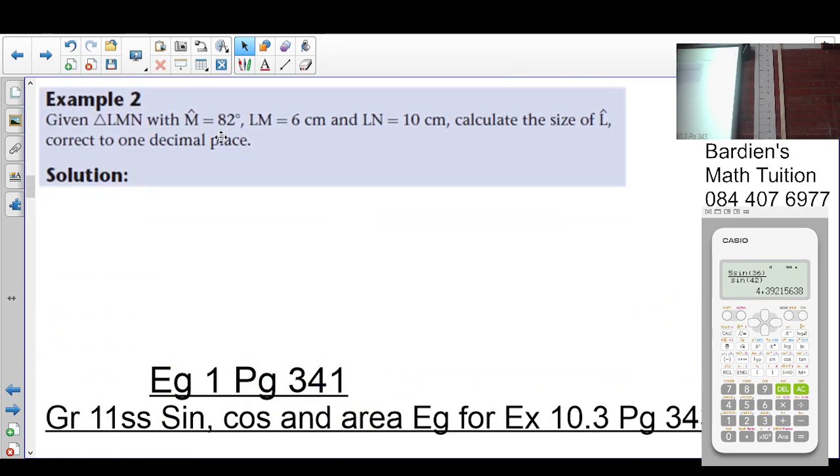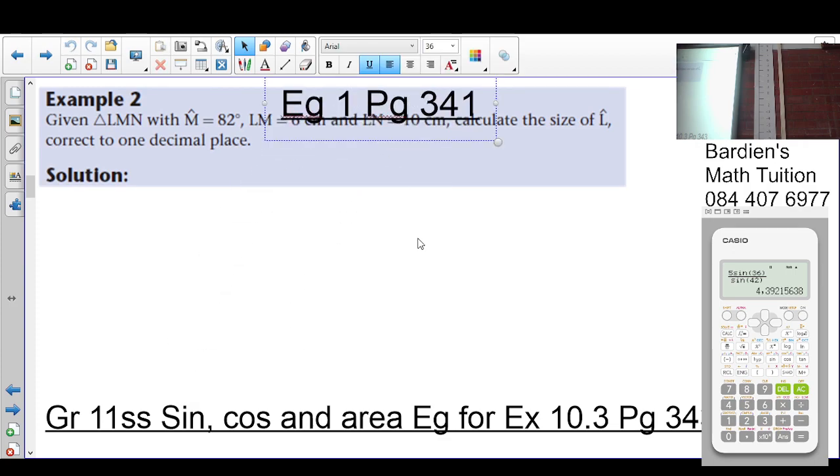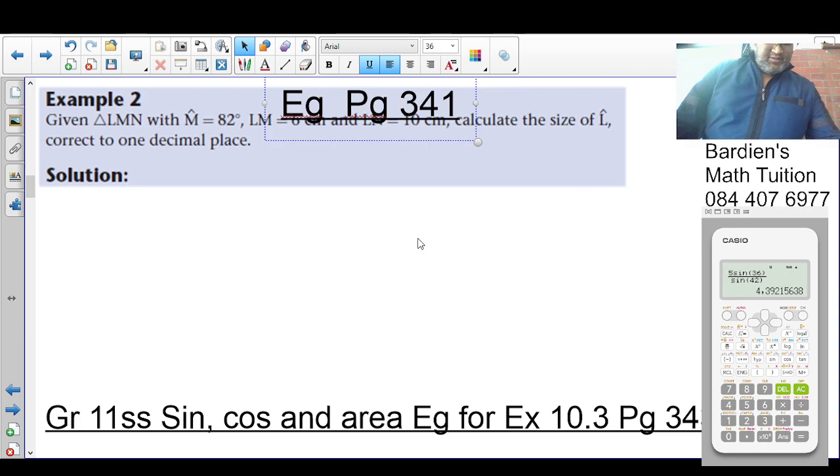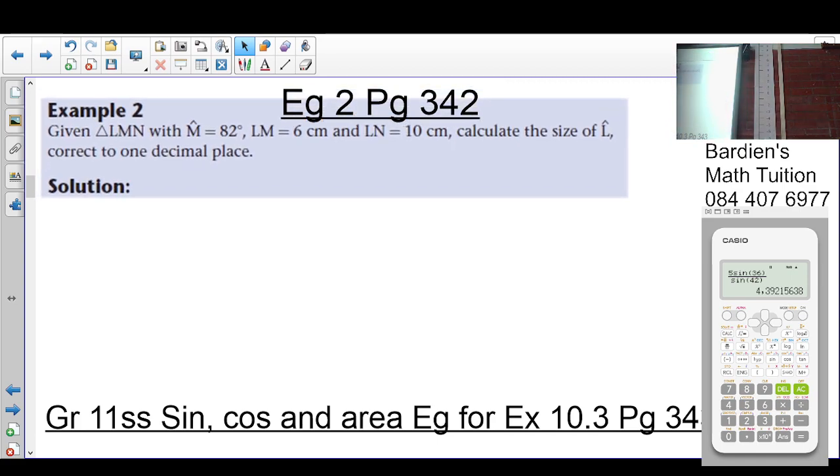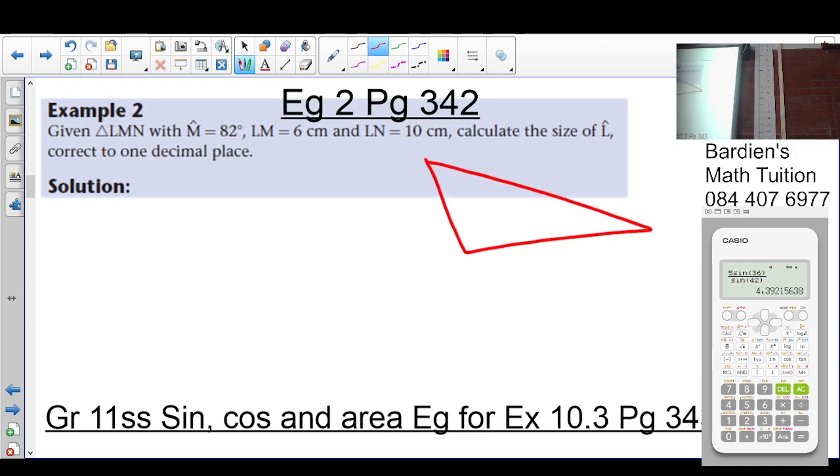Number 2. Example 2 is on page 342. Given triangle LMN, angle M is 82 degrees, LM is 6, LN is 10. Calculate the size of lowercase l.